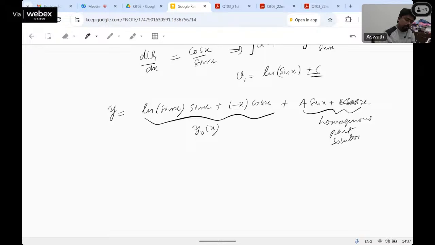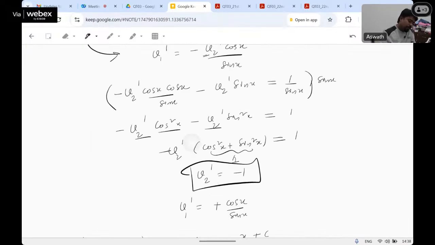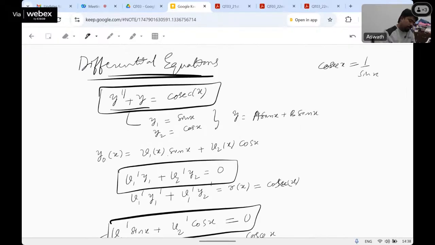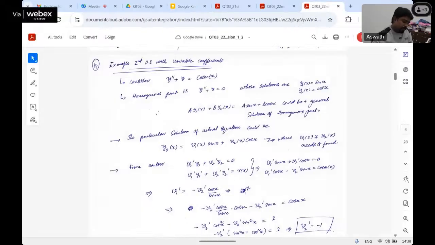So this is how you will find the solution for the differential equations with the variable coefficients. Okay, right? So let's see what else I have.